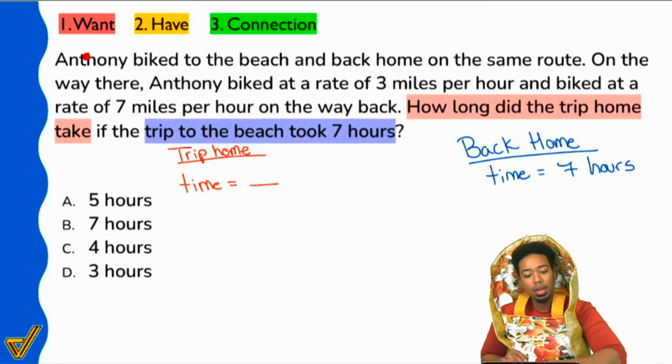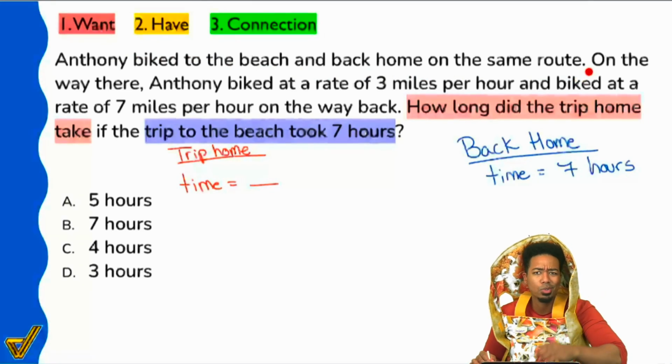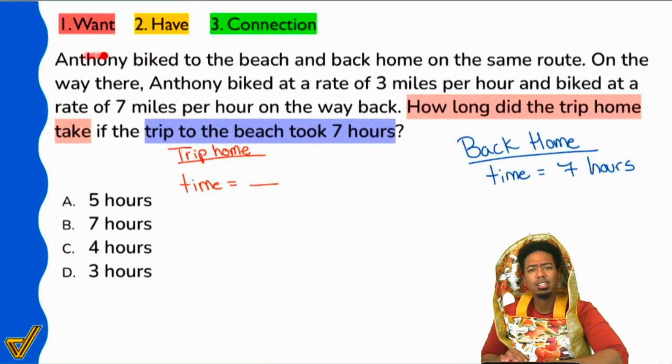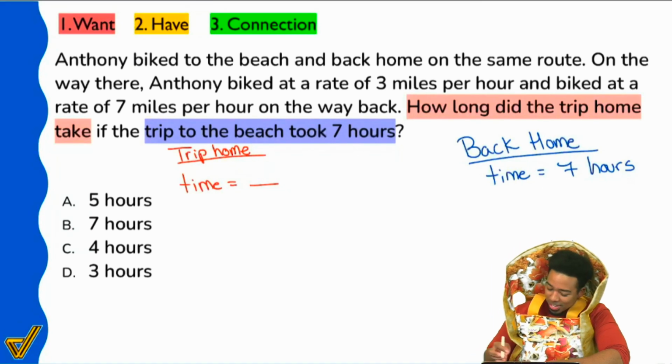So here, Anthony biked to the beach and back home on the same route. That doesn't seem like it's very important. There are no numbers in there, so why do we need to read that anyway? Well, everyone, do we need to read that? Does that mean anything? Anthony biked to the beach and back home on the same route? Does that mean anything at all? Oh, some people here are saying yes. What does it mean? What does the same route mean? What does that mean?